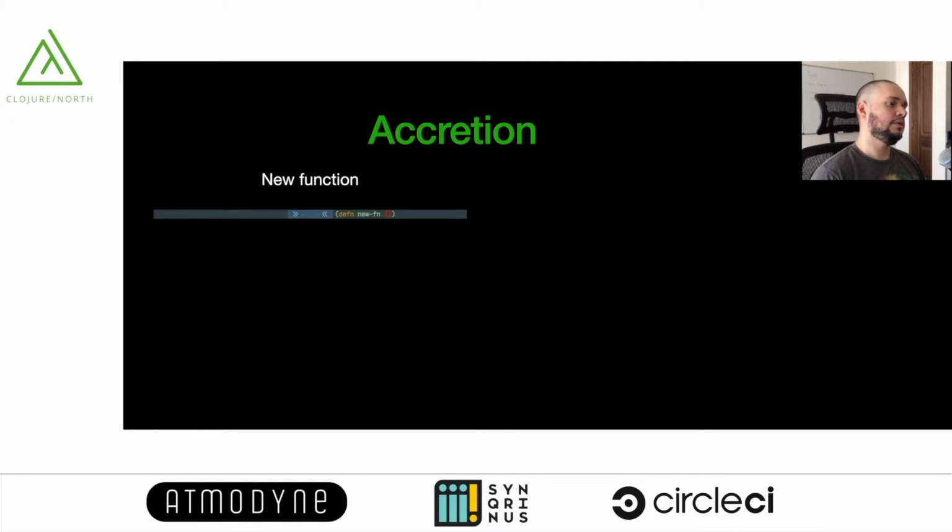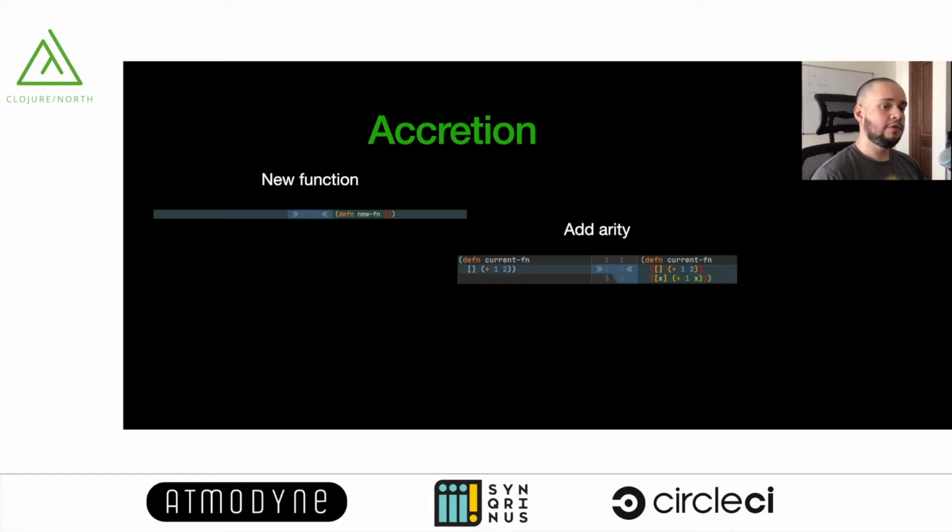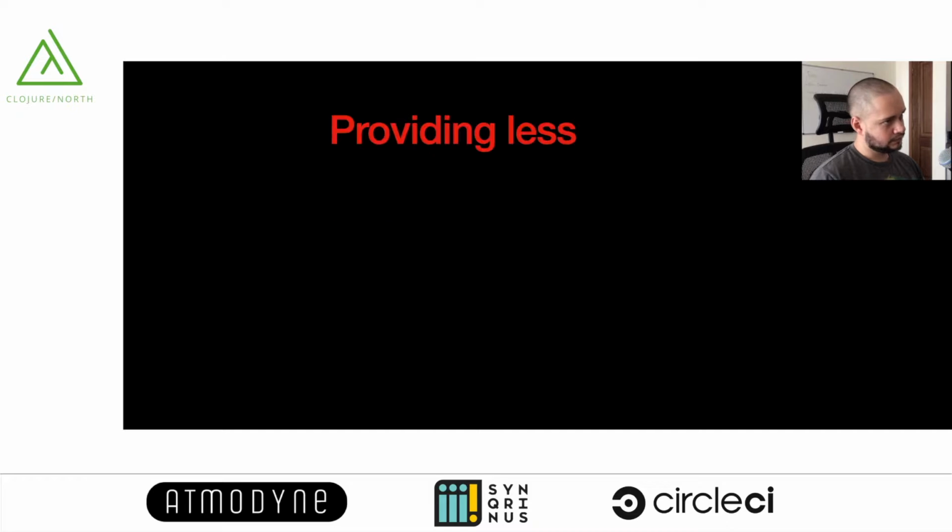So for accretion, creating a new function is an accretion. That never breaks anything, you just add more functions. If you add a new arity to a function, that's also an accretion. It's not going to break anyone. You can do it as much as you please. Or creating new namespaces, same thing.